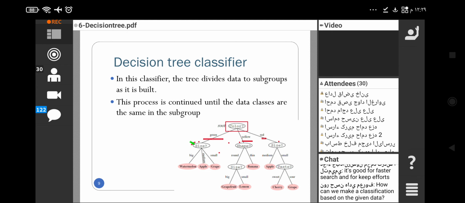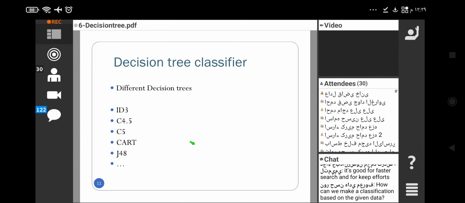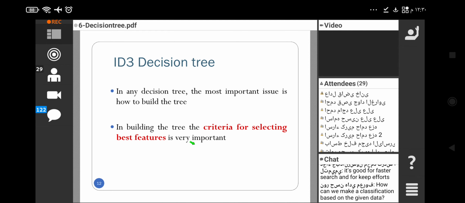So let's go to the main subject about the decision tree. We have many decision trees, and here I want to talk about the ID3 tree. ID3 is a decision tree. We will talk about it here. So the rest of our subject in this slide is about the ID3 decision tree.